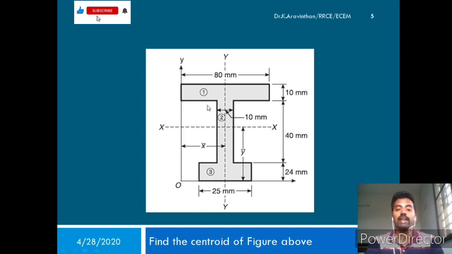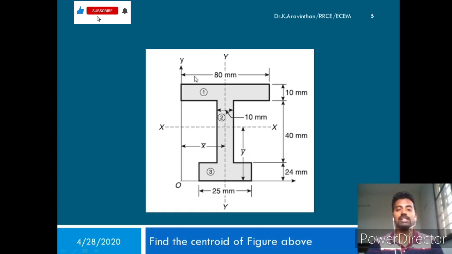Right now we have an I section, and you have to split it into definite shapes. So you have rectangle 1, this is rectangle 2, and I am imagining this as rectangle 3. These three are simple shapes. You can combine these three simple shapes to make this built up section. While combining simple shapes, you get a section that is known as a built up section.